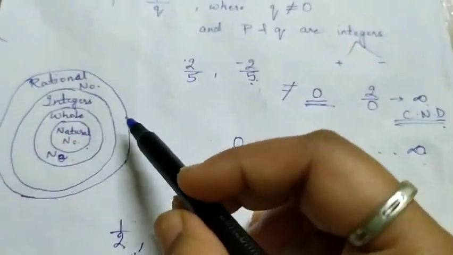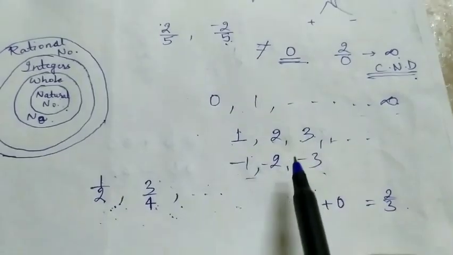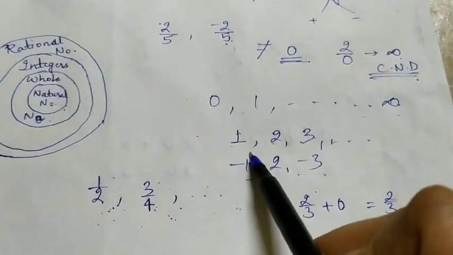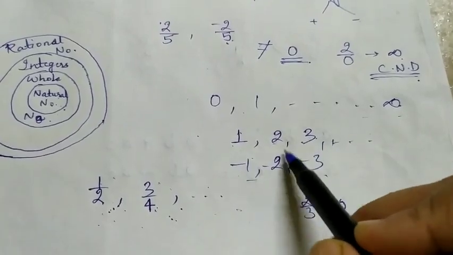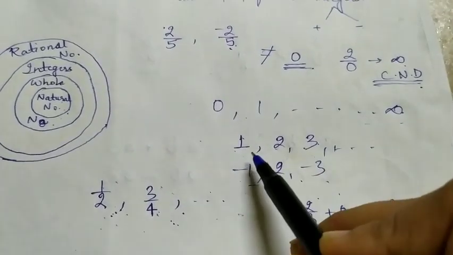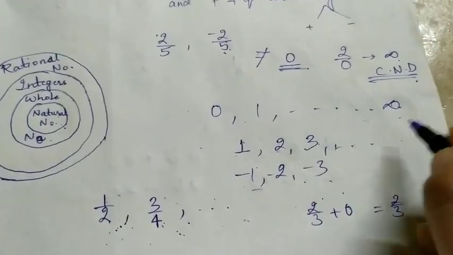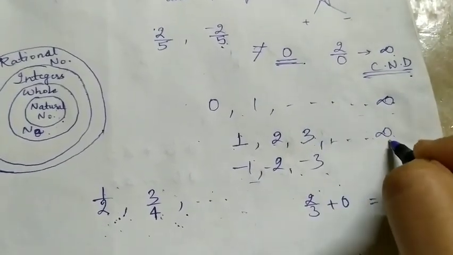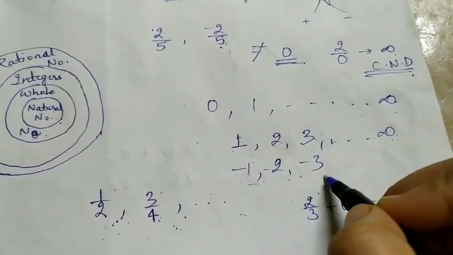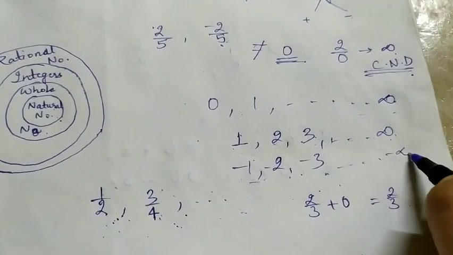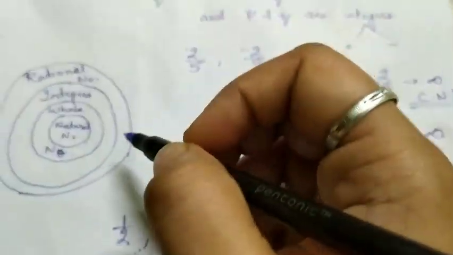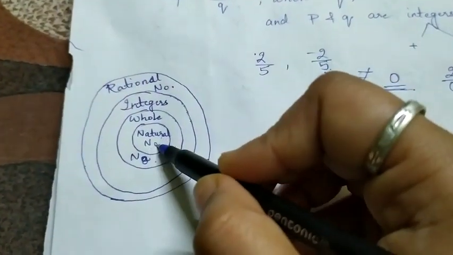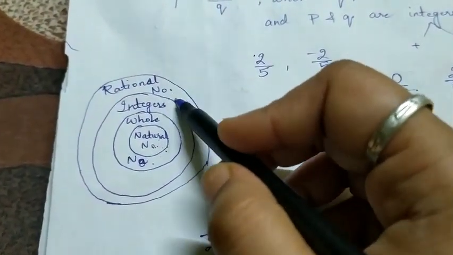So, what are integers? The integers are nothing but the same natural numbers with the positive and the negative signs. 1, 2, 3 to infinity are the positive integers. -1, -2, -3 and so on to minus infinity are the negative integers. So, we all know that. Now we know the natural numbers, whole numbers and integers.